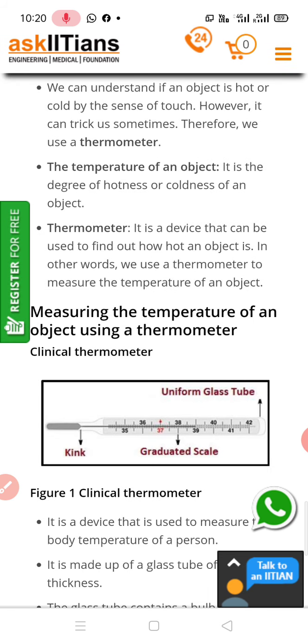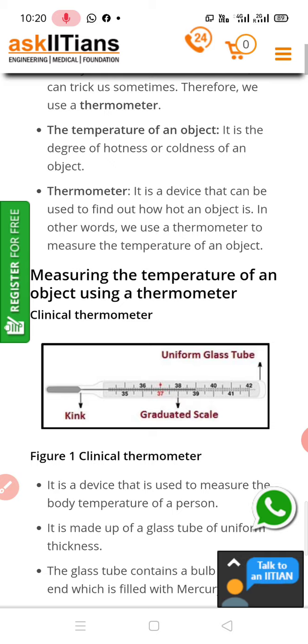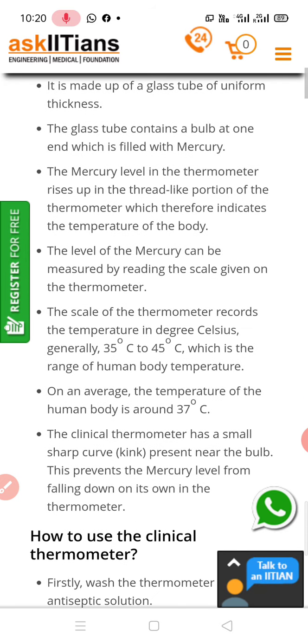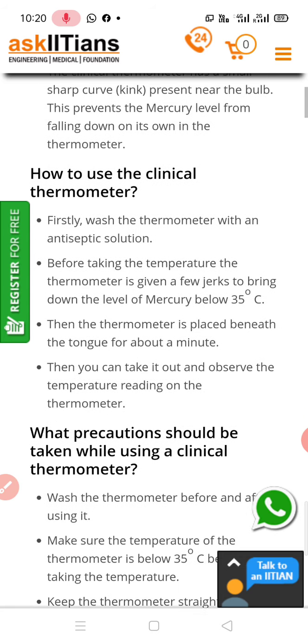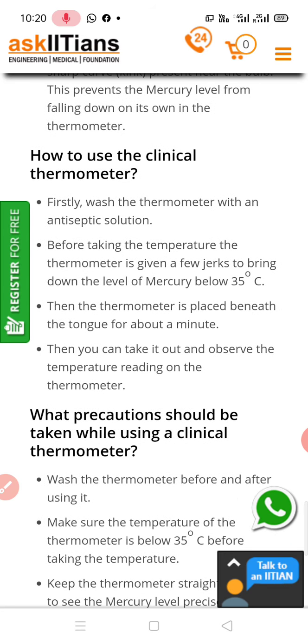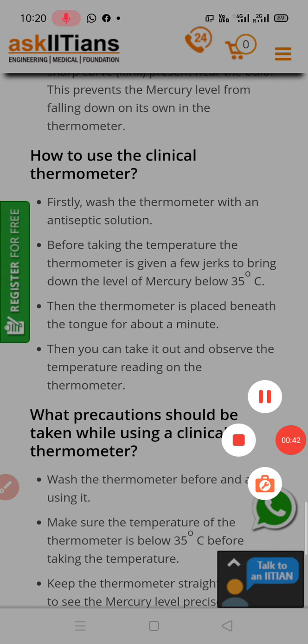Then you will learn how to measure the temperature of an object using a clinical thermometer. Then we will understand how to use the clinical thermometer and what precautions should be taken while using a clinical thermometer. So in today's video we will do these two topics.